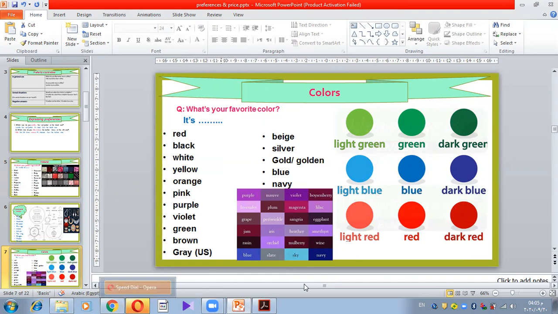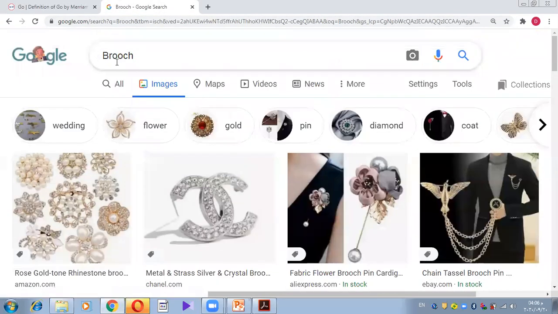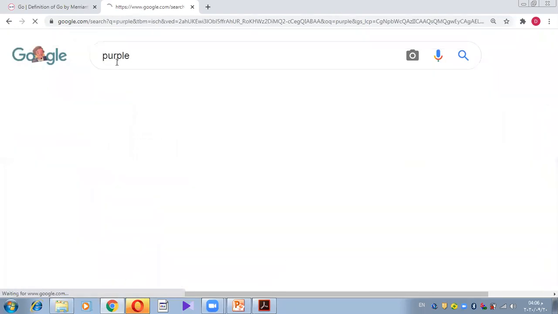Let's see the first color today. It's red. So is red your favorite color, guys, or not? Do you like to wear clothes that are red or no? The next one is black. Black, white, yellow, orange, pink, purple. What is meant by purple? That's purple. Do you like purple clothes, guys?